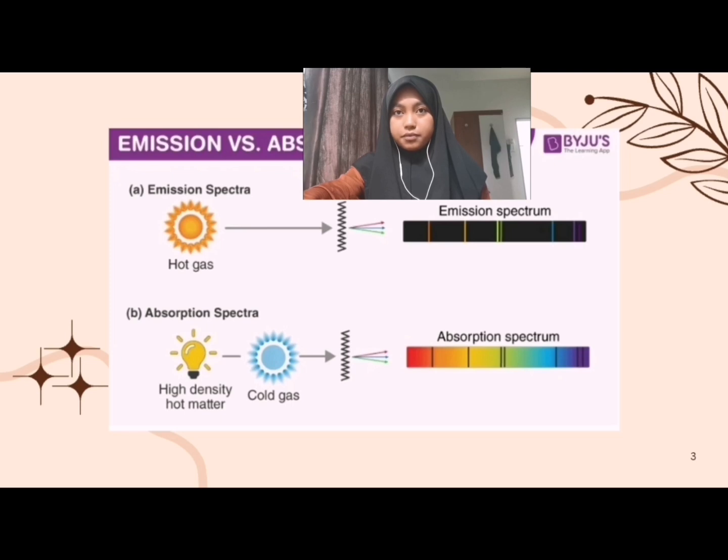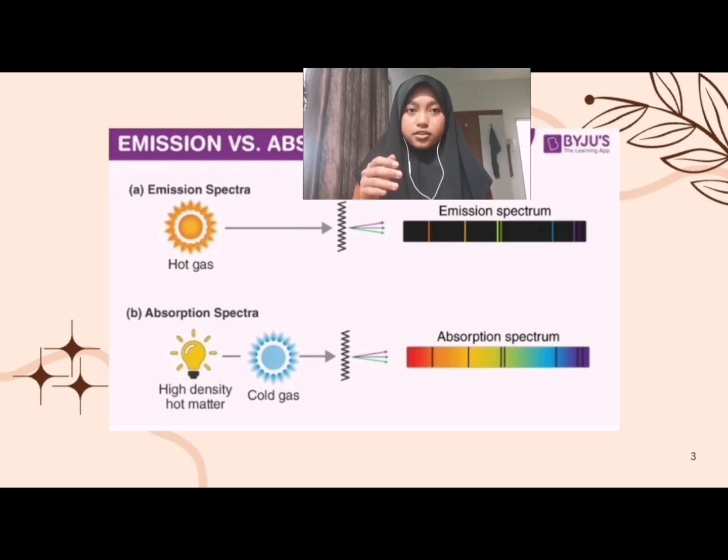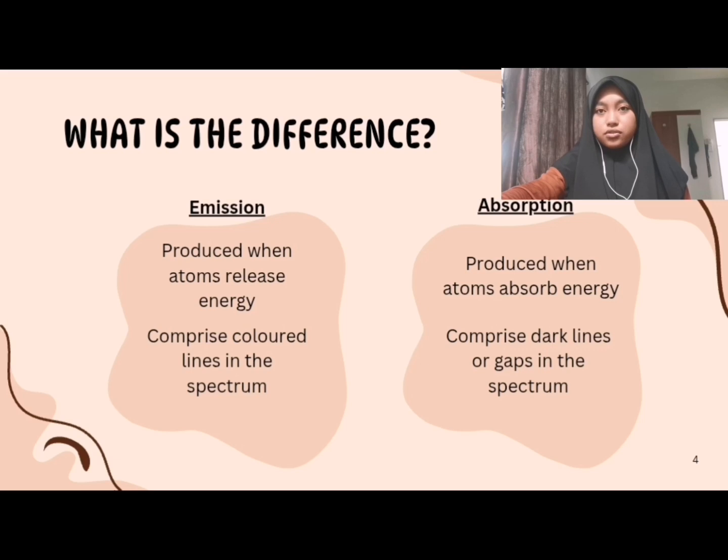If we look at the pictures here, we could clearly see the difference between the two. What we could see from the picture is that emission spectroscopy has discrete lines, whereas the absorption spectrum has an even line like a rainbow. So the next slide shows us that.